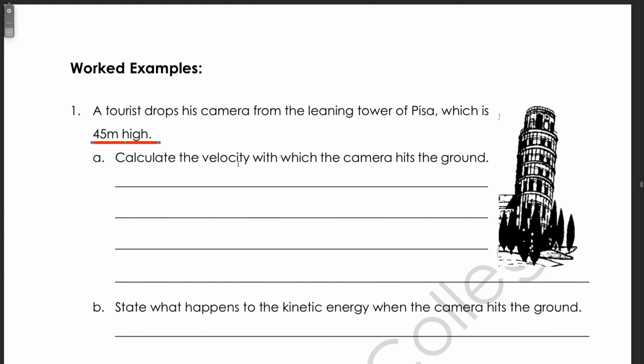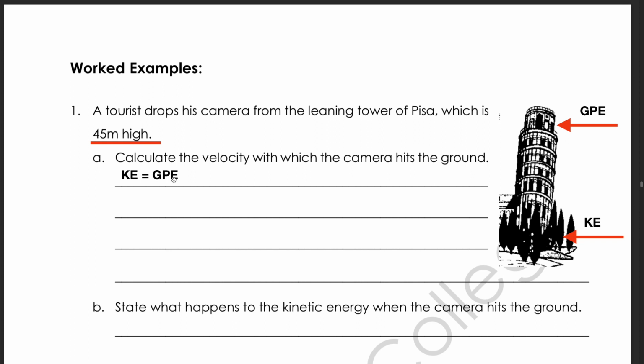So to start off, from the principle of conservation of energy, we get KE equals GPE. Kinetic energy is equal to gravitational potential energy. The gravitational potential energy at the top will be equal to the KE at the bottom. And since energy cannot be created nor destroyed, all of the GPE at the top will turn into KE at the bottom. Therefore, we can go to KE equals GPE.